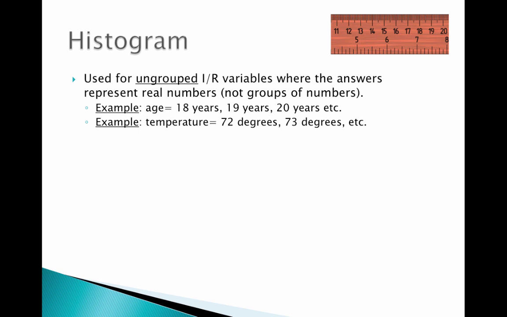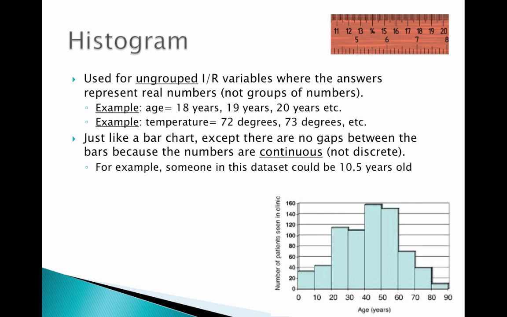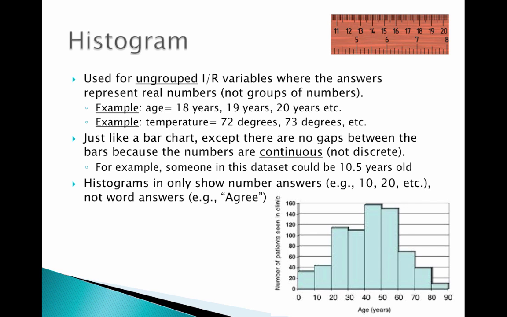So, histograms. We use histograms for ungrouped interval ratio variables. Ungrouped would be giving me just a number, compared to grouped, where we have ages 0 to 5, 6 to 10, 11 to 15. Each answer falls within a group. So just like a bar chart, but a histogram looks like this. And notice that there are no gaps between the bars.